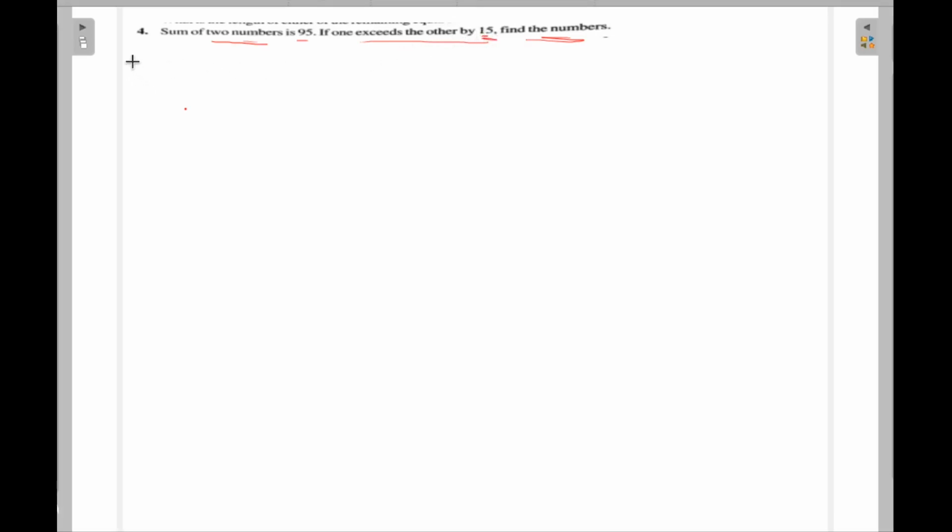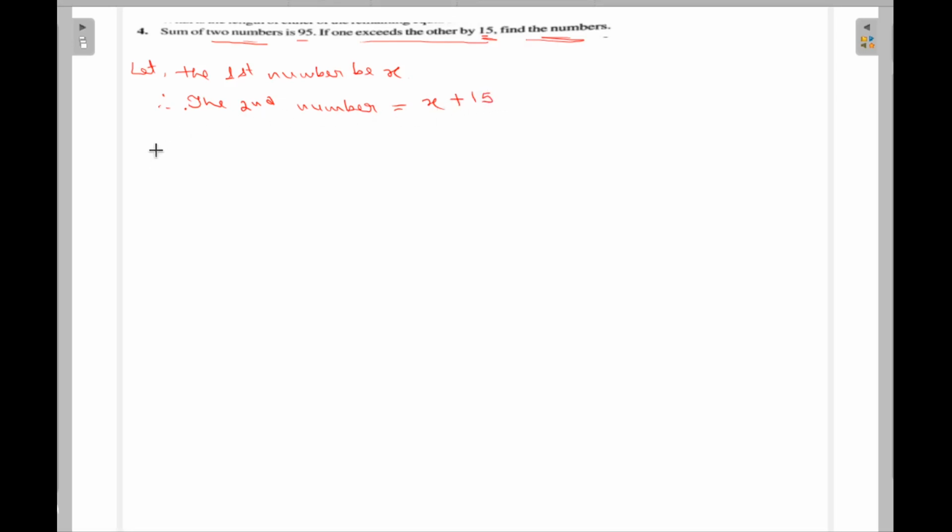So let the first number be x. Therefore, the second number will be equal to how much? The first number is x, and the other number is bigger by 15. Bigger than, that means plus 15.